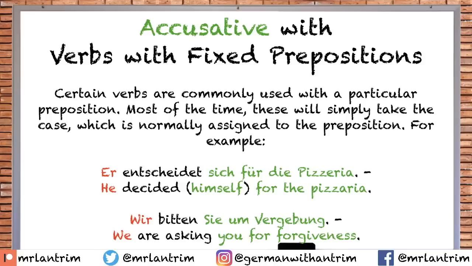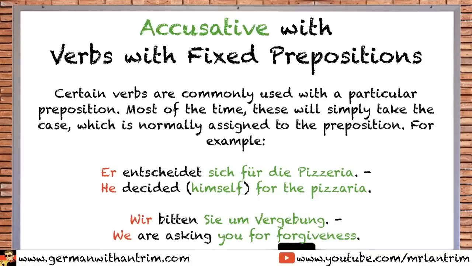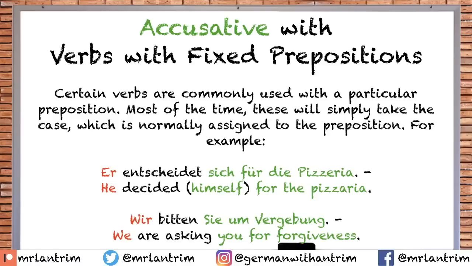He decided himself for the pizzeria. Sich is reflexive, and that one's accusative. But für is requiring an accusative as well, die Pizzeria. Wir bitten Sie um Vergebung. We are asking you for forgiveness. Vergebung here is again accusative case because um is accusative.